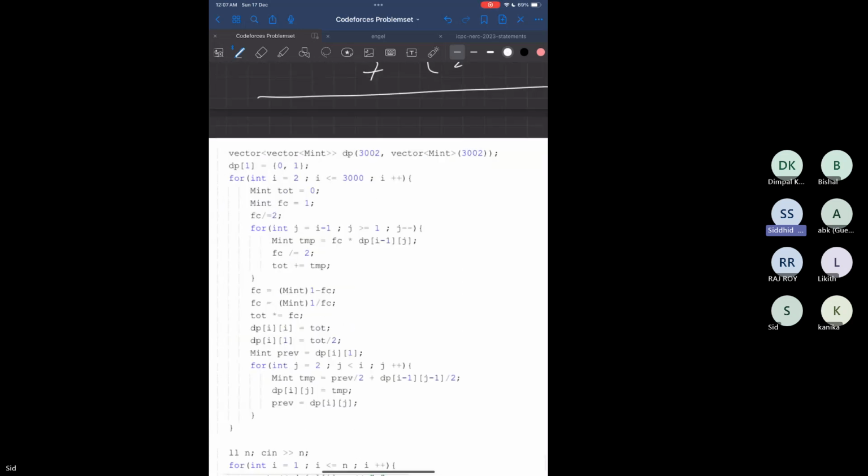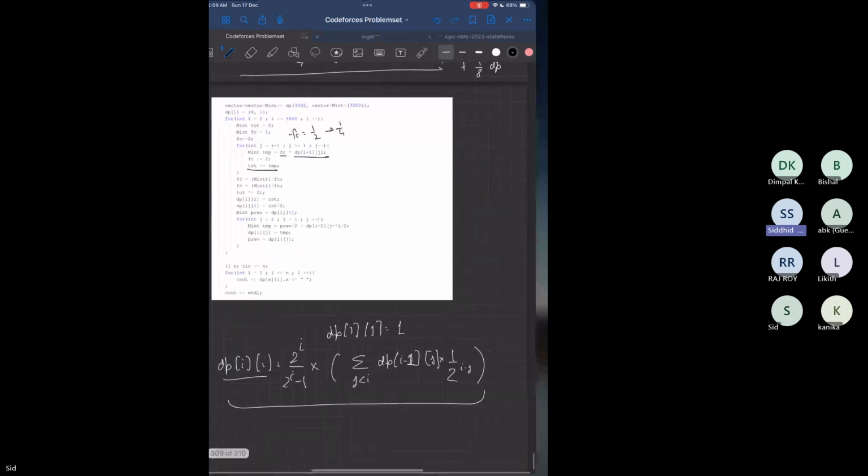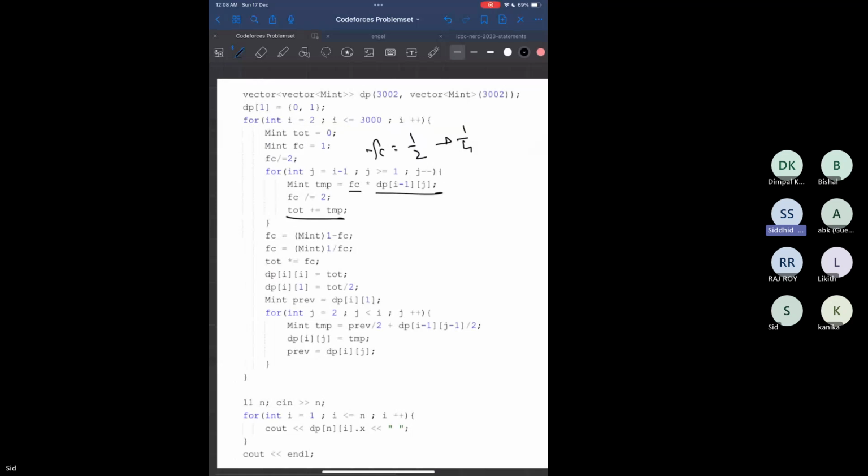So I am taking a factor. Basically this is the part we are multiplying. Initially fc has the value of 1 by 2. So what we do, fc multiplied by dp i minus 1 j. We are moving in reverse from i minus 1 to 1, and we divide the factor by 2 so that we get 1 by 4, and then we keep adding, since this is a summation. So at last we get the total, which is basically dpii.